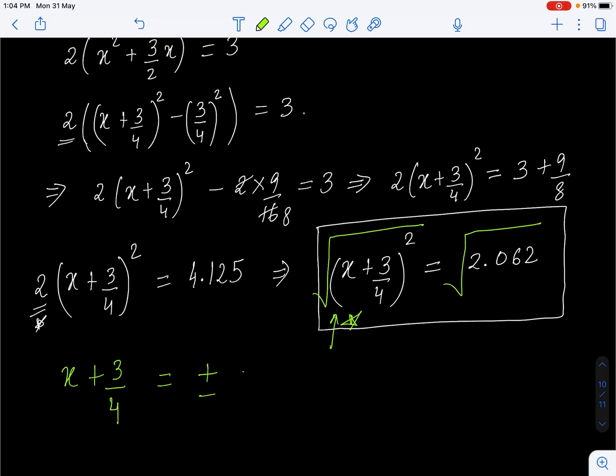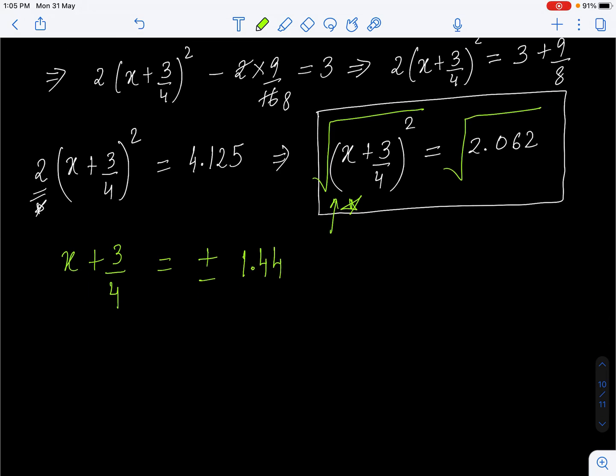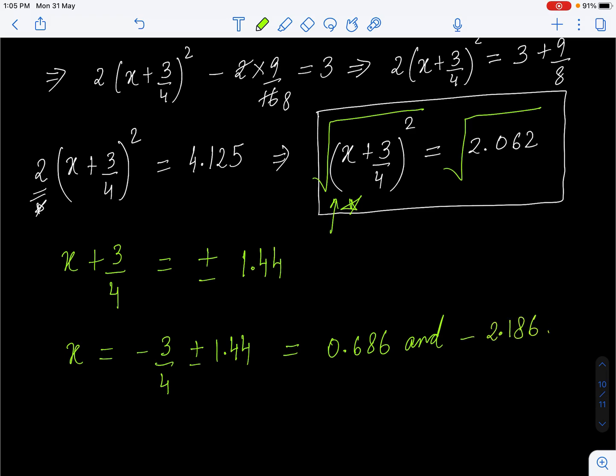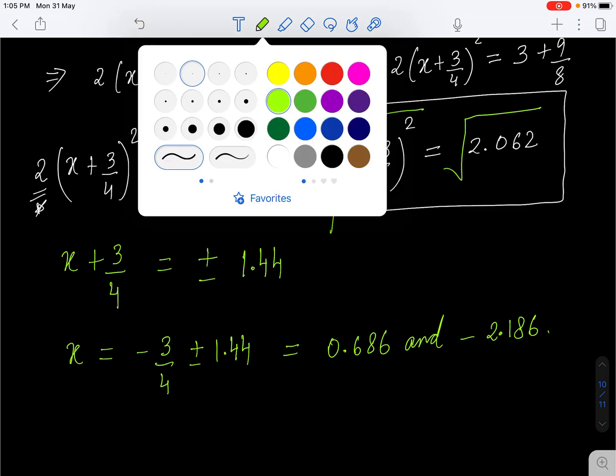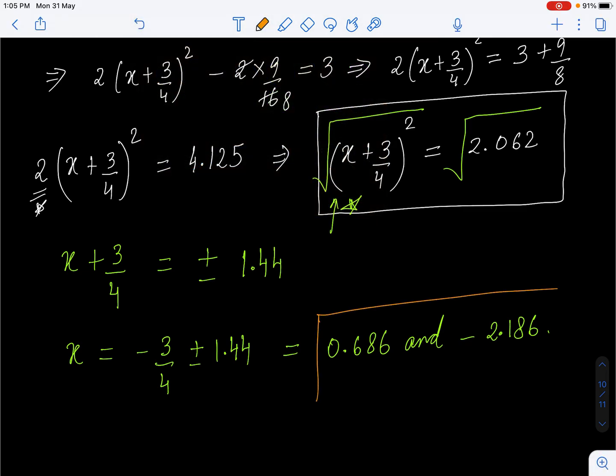So plus minus. My square root of 2.062 will be 1.44. You can find this using your calculator. And ultimately, after that, I will get minus 3/4 plus minus 1.44. Now you can use your calculator. So you will get your final answer as 0.686 and minus 2.186. So this will be my final answer. These are the two values of x that we need.